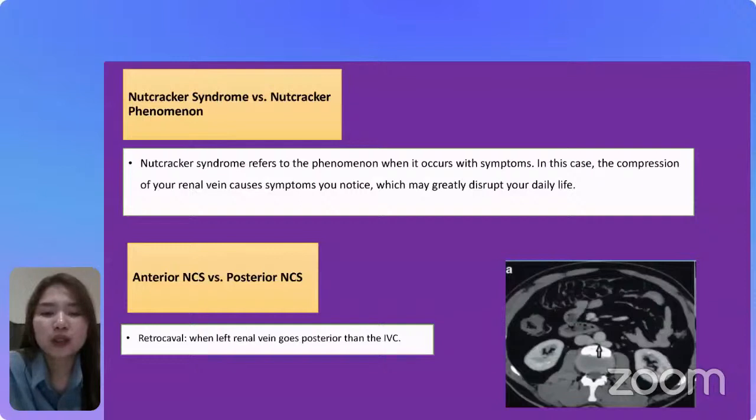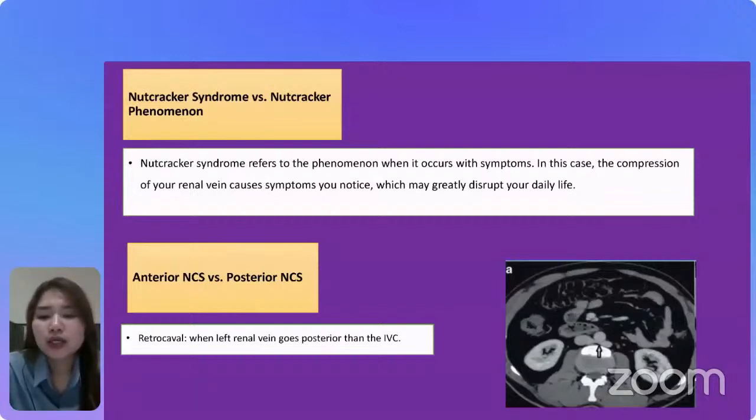All right. Nutcracker syndrome versus the nutcracker phenomenon. Nutcracker syndrome refers to the condition when it occurs with symptoms. In this case, the compression of your renal vein causes symptoms you notice, which may greatly disrupt your daily life. In nutcracker phenomenon, there is the anatomy but without symptoms. We can see it in ultrasound or other diagnostic imaging procedures, but there are no symptoms.